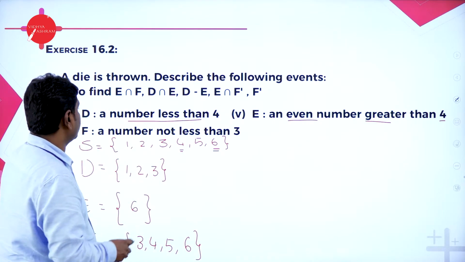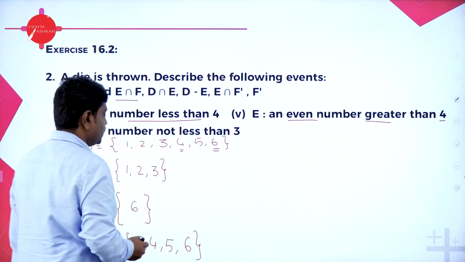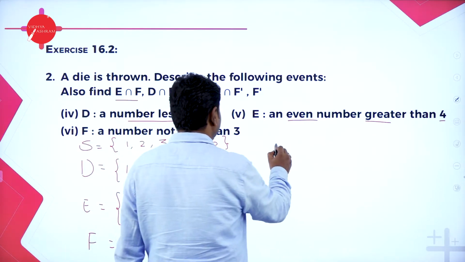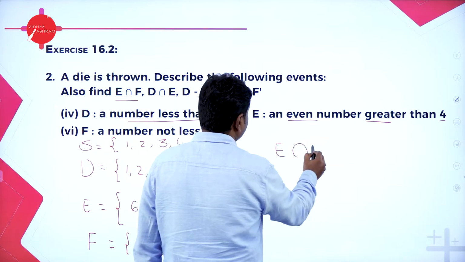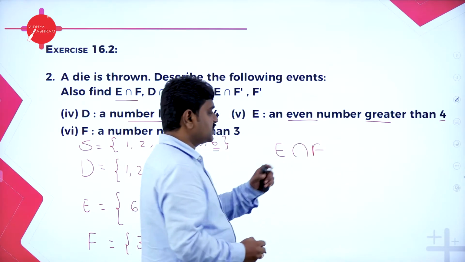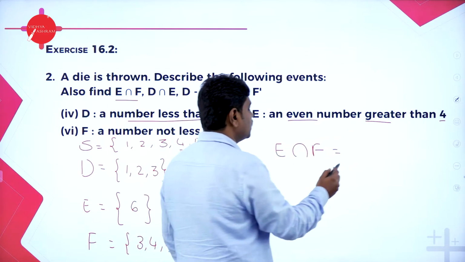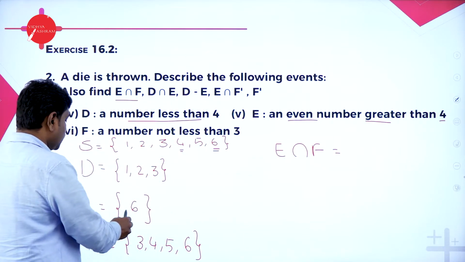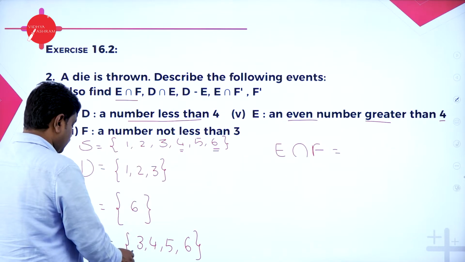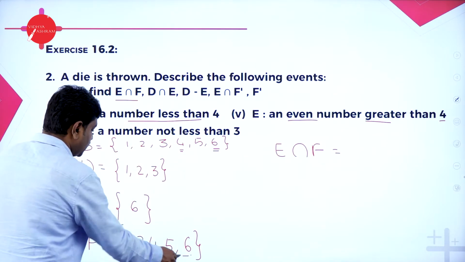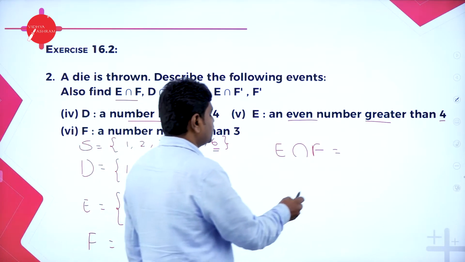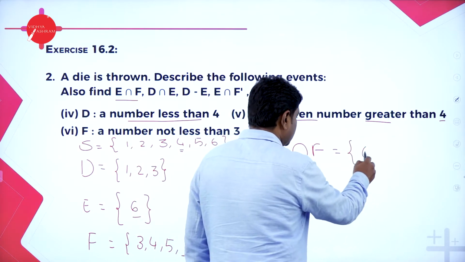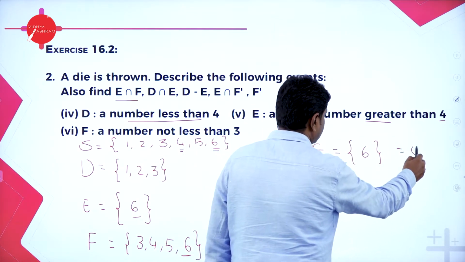Now what do they want you to find? They want E intersection F. What is meant by intersection? Intersection means common elements present in both E and F. What are the common elements in E and F? In E we have 6. In F also we have 6. The common element in E and F is 6. So E intersection F is 6, and it is the same as set E.